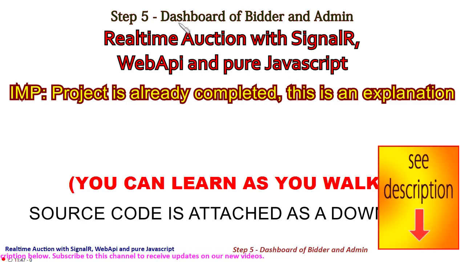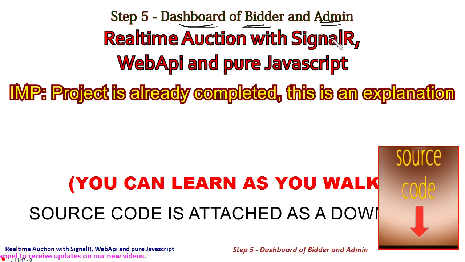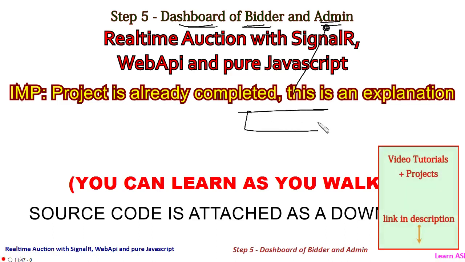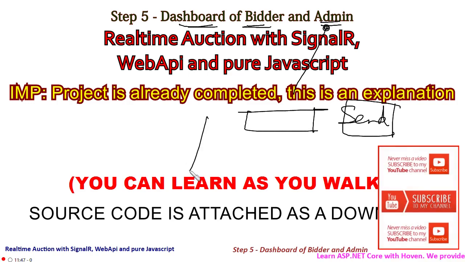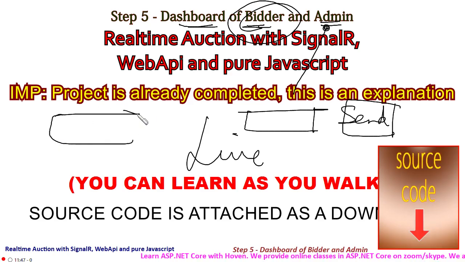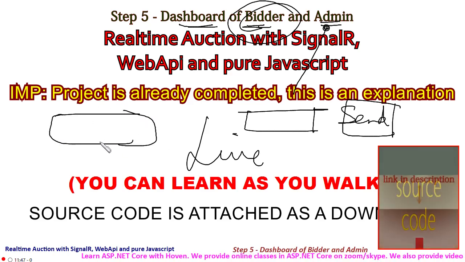And now is the time to talk about the dashboard of the bidder and of the administrator. They have a common dashboard. When an administrator logs in, he sees a button that allows him to send an instant message. This will be sent live through SignalR. But when a bidder logs in, he sees a button that he can click to place his bid.